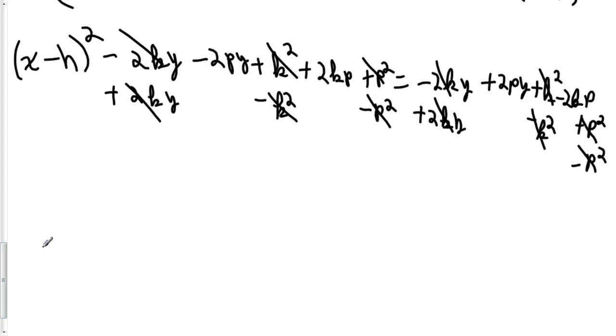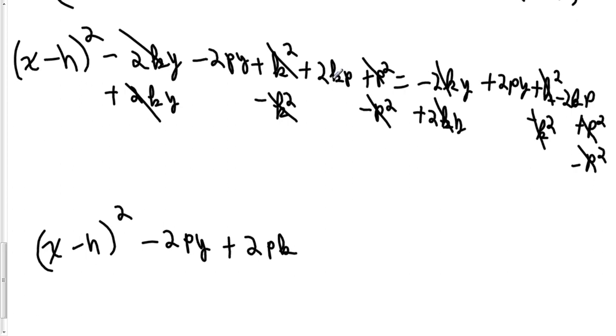And let's see what we'd have left over. We'd have x minus h squared, and then this minus 2py and a plus 2pk. It doesn't really matter. And that's all that would be left on the left side. And on the right side, we'd have a plus 2py and a minus 2pk. That's this term here and this term here.